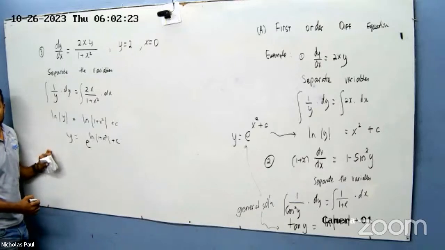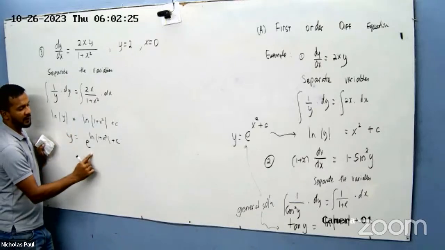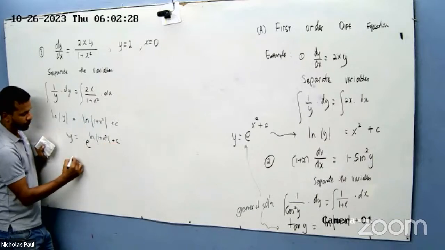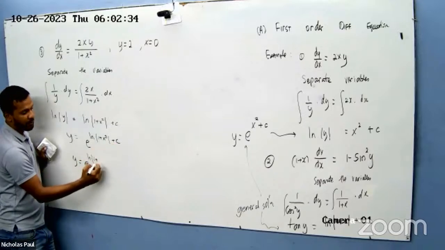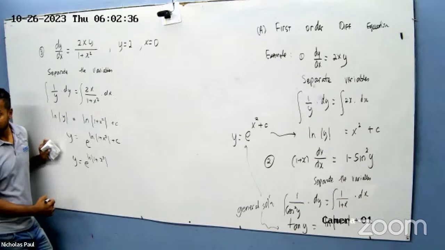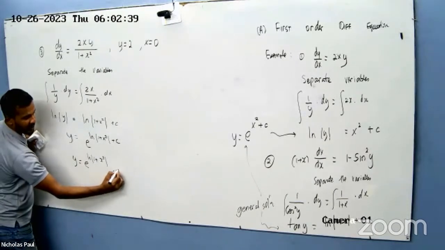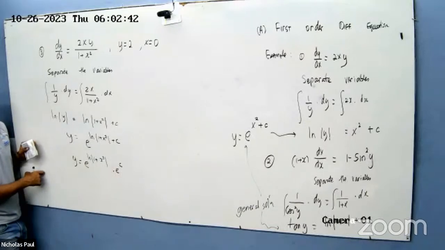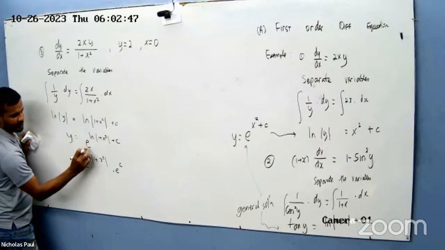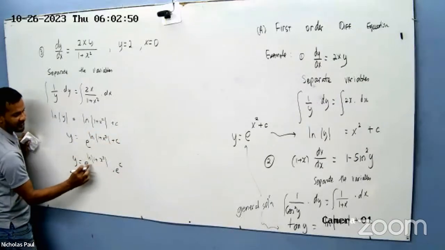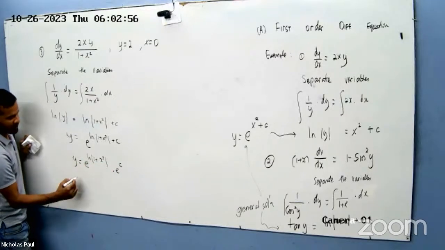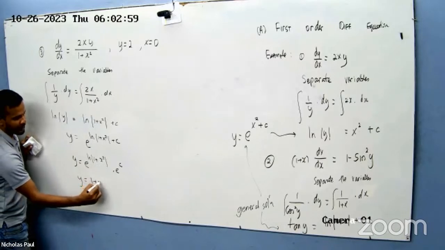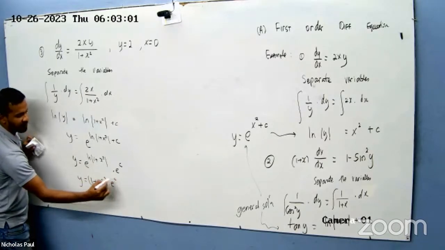So when you move the ln here, it becomes e. Plus in the power means multiplied, so it means multiplied by e to the c. So this here means e to the ln of 1 plus x squared, by e to the c. The e and ln will cancel basically, and you'll get 1 plus x squared by e to the c.